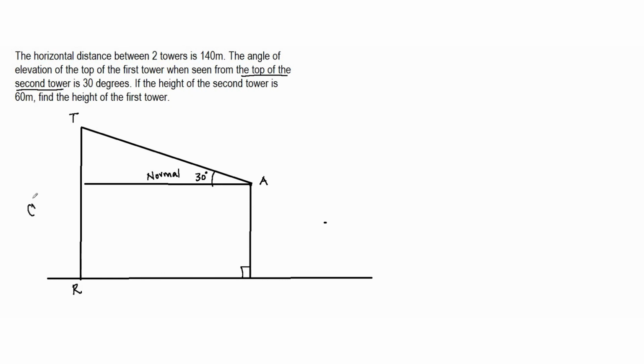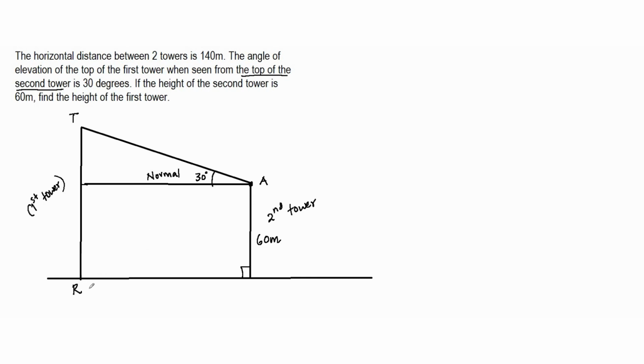So this is the first tower and this is the second tower, because it's given that when you stand on the top of the second tower, the angle of elevation of the top of the first tower is 30 degrees. That is why this is the second tower. It's given that the height of this tower, second tower, is 60 meters. And now we have to find the height of the first tower.